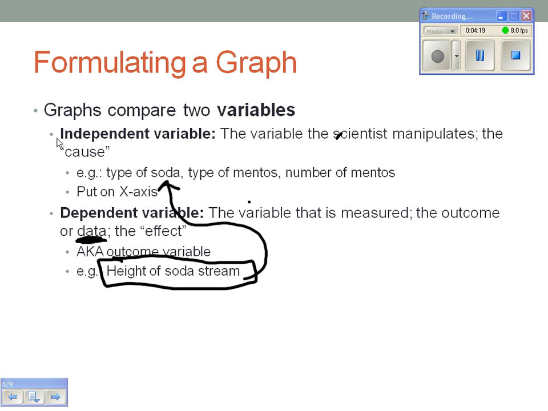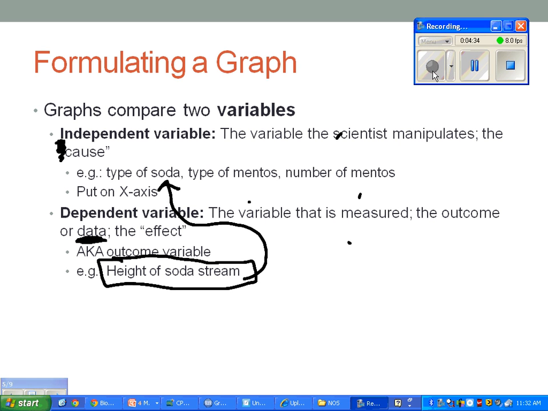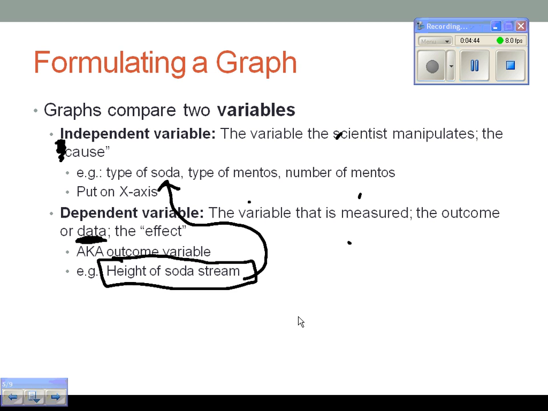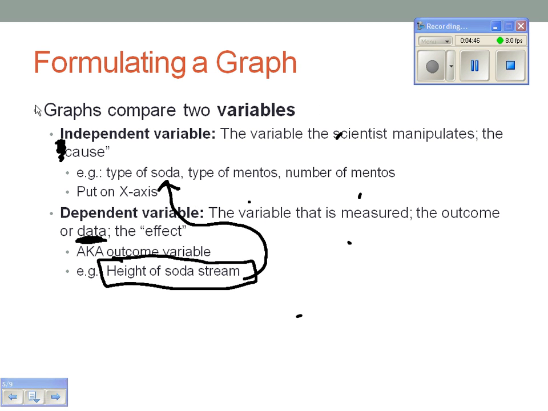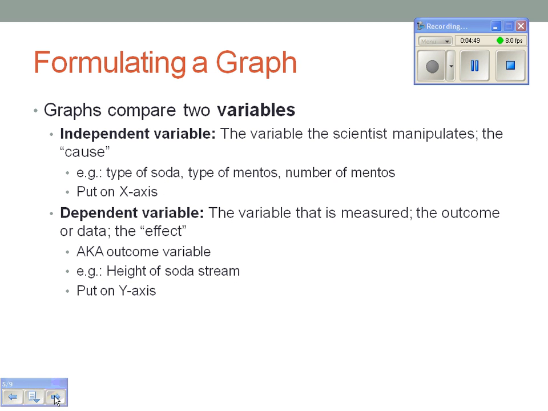Another little trick, the independent variable, you can think, I can change this. I, as the scientist, I'm going to decide to change the type of soda. So I'm changing it instead. You cannot change the height of the soda stream directly as the scientist. So that's an easy way to remember too. When you're making a graph, you're going to put the independent variable on the x and the dependent on the y.